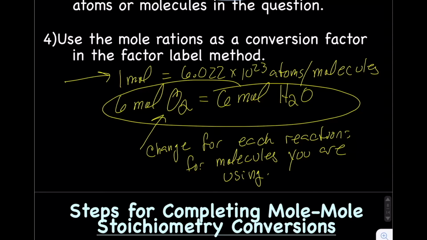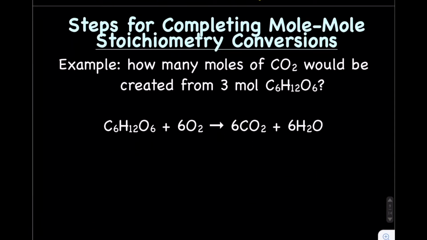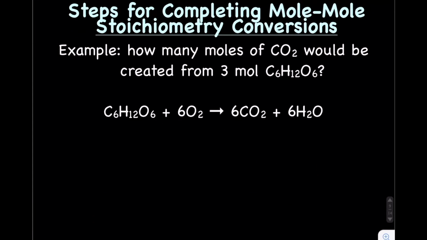Okay, and if this seems weird, please don't stress too much. When we start doing the problems, you're going to see it's really not that big of a deal. You just need to be careful, just like we were with the mole unit. All right, let's go through the steps and do a couple practice problems. So the steps for completing mole-mole stoichiometry conversions. And the example we're going to use is how many moles of CO2 would be created from 3 moles of C6H12O6.